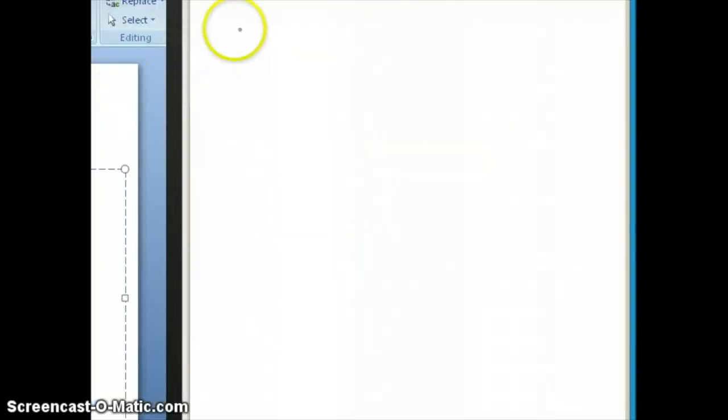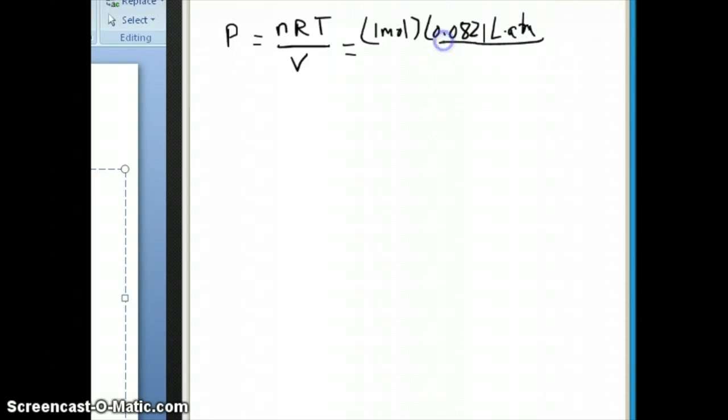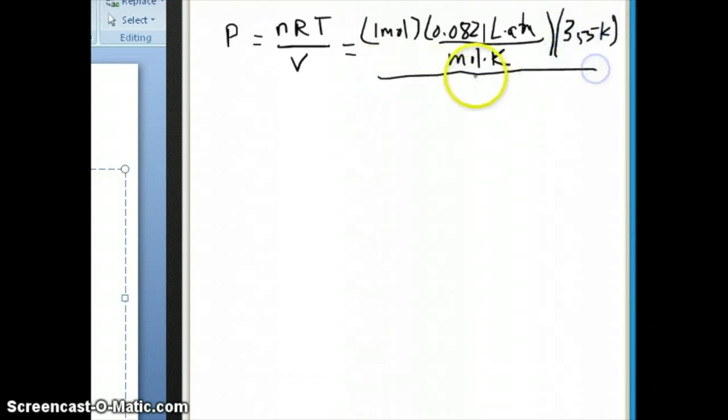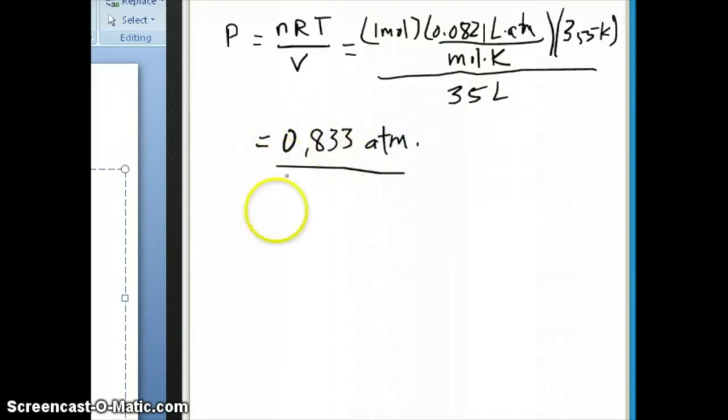So if I want to use the ideal gas equation, of course I have to write the ideal gas equation, which is PV equals nRT, and I'm just going to write it as P equals nRT over V because I'm being asked to calculate pressure. And if I substitute all of these numbers in here, which is 1 mole, 0.0821 liter atmosphere per mole Kelvin, and then we have our temperature, and that's equal to 355 Kelvin. And lastly, we have our volume, which is 35 liters. What you should get is 0.833 atmosphere. That is if you assume ideal condition.